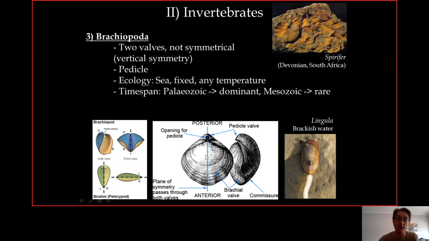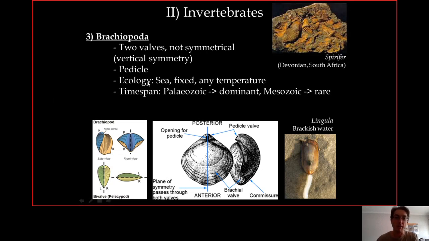And that's why you have an axis of symmetry running through the two valves instead of in between the valves like in bivalves. So this is a very, very important distinction that you need to know. It's always in the exam. That's a classical example of things that always end up in the exam. So you really have to know your difference between the brachiopods and the bivalves.